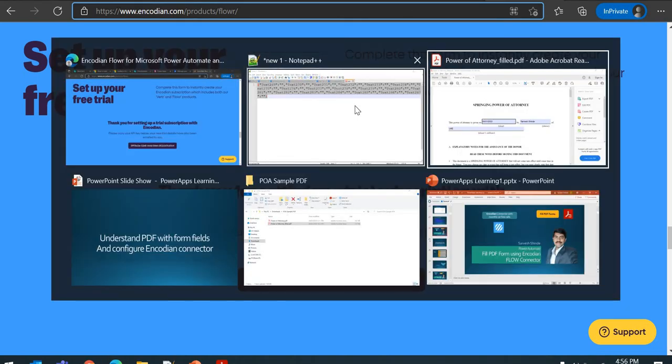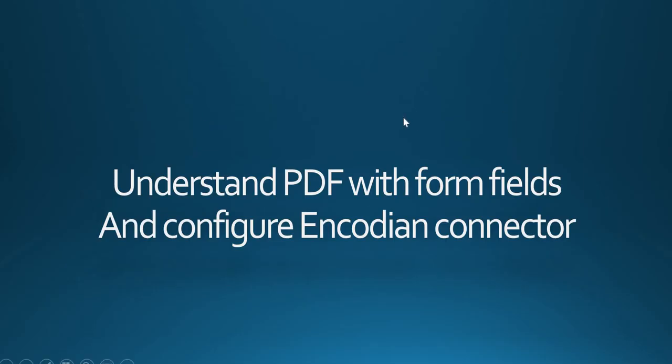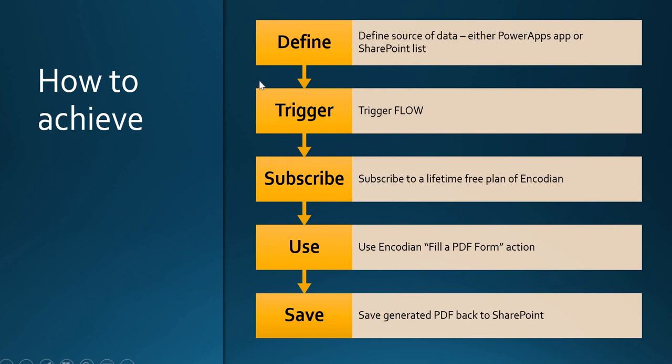Let's switch back to the presentation. Yeah, that's what we did. Define your input. It could be Power Apps. You can start from Power Apps or a SharePoint list. Trigger the flow, subscribe to Encodian, use the Fill PDF Form action, and save the PDF files back to SharePoint.